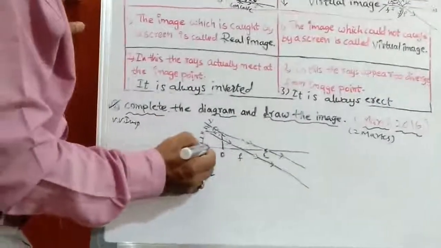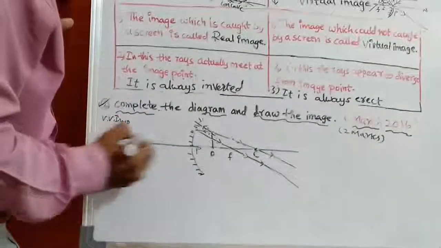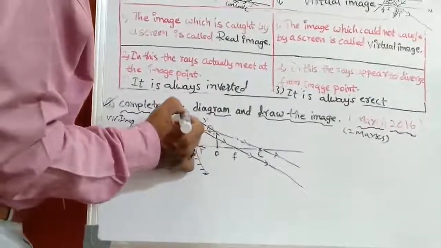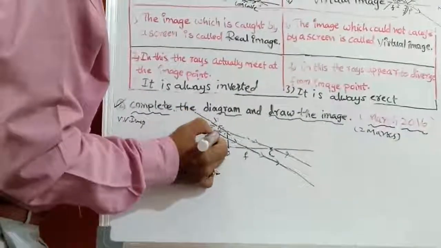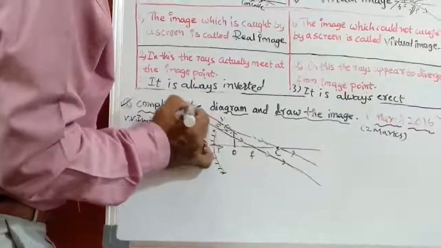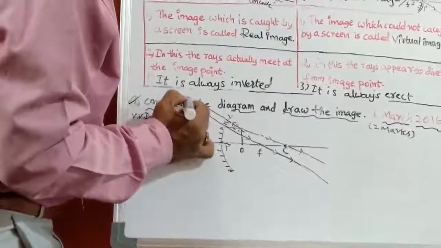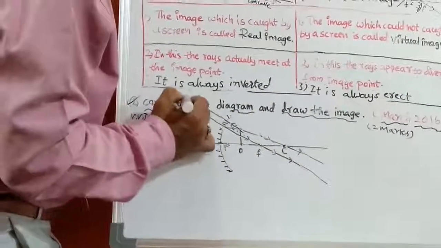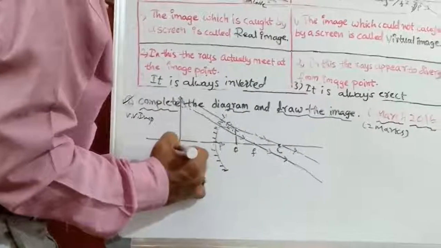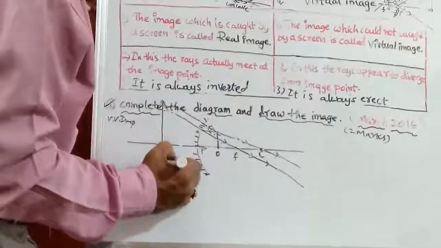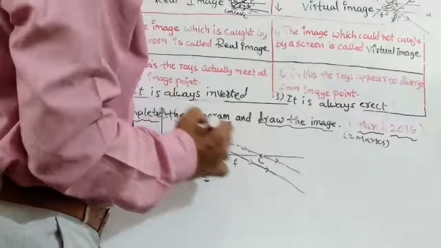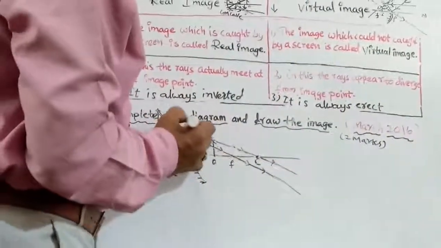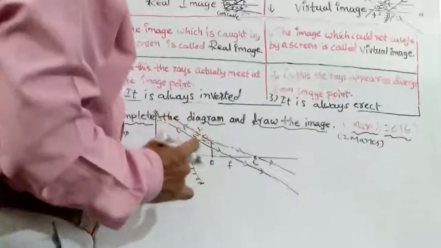Now we have to extend the principal axis and extend these lines. If you extend these reflected rays, these two rays meet at one point, and there we get the image. That image should be magnified, and these are the extended rays. So now this is the complete ray diagram.